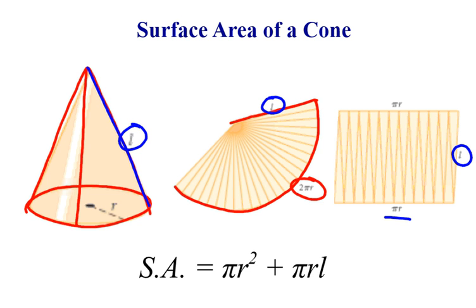So as I said already, in some solids, surface area is as easy as finding the area of each surface and adding them together. In other solids, like the cone and like the cylinder, having a formula can be very helpful and almost absolutely necessary.